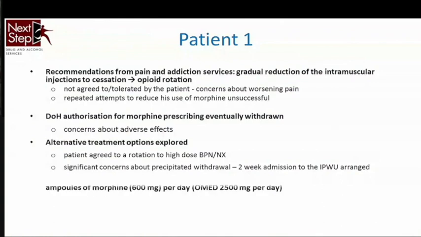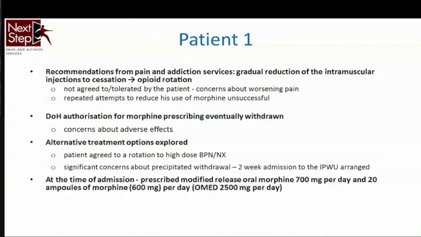Now, at the time of admission, he was on 600 milligrams of IM morphine a day and 700 milligrams of oral morphine. And this was actually lower than what he was on for years. The highest dose I think he was on was about 2,700 oral morphine equivalent dose per day. This was a person that was doing that for years and years and years. So we stopped the morphine injections when he came in, but we continued on the oral morphine.